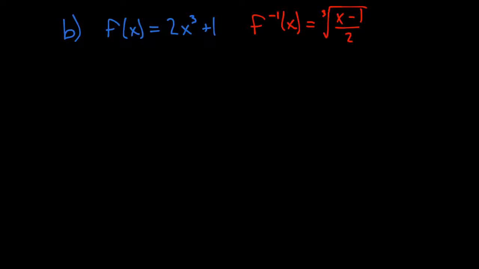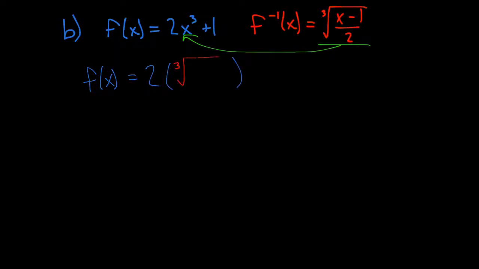So our second example here, using f of x equals 2x cubed plus 1, we found that its inverse was the cube root of (x minus 1) over 2. So let's go ahead and compose those. We're going to take this whole piece and plug it in for x in the first equation. So we have f of x equals 2 times the cube root of (x minus 1) over 2, and that whole thing is cubed, plus 1.